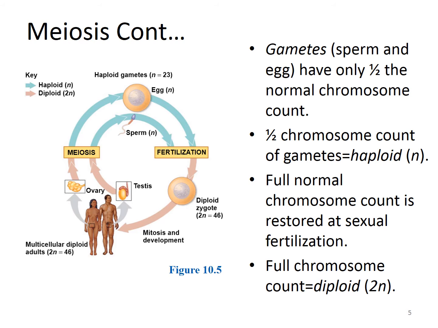The normal chromosome count, the diploid chromosome count, is restored during fertilization. And so when you get the fusion of the sperm and the egg, both of those being haploid, the first cell that results is called the zygote, and that zygote is diploid. Again, represented in shorthand by that 2N notation.